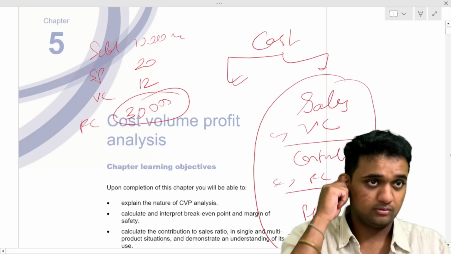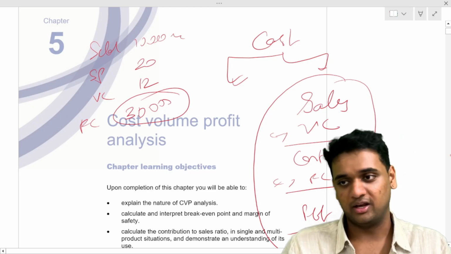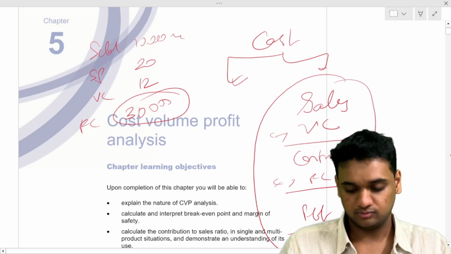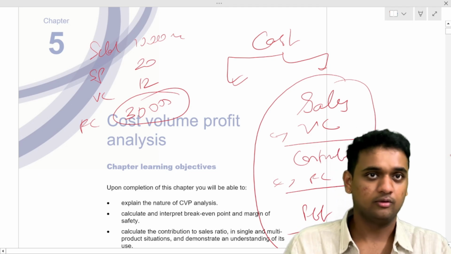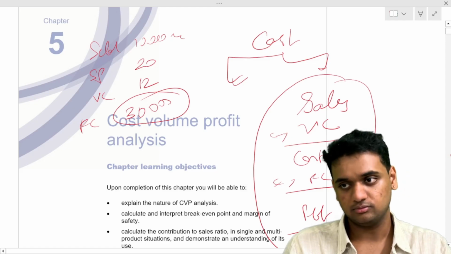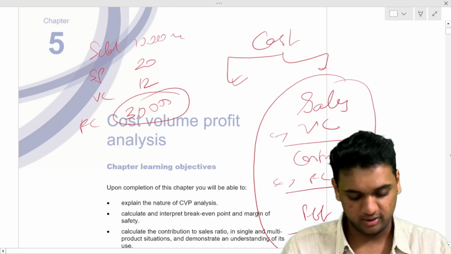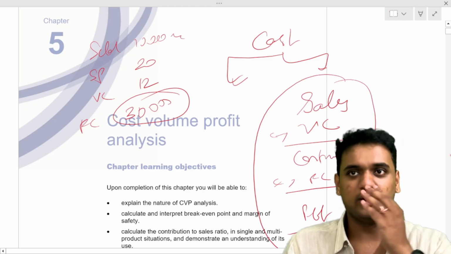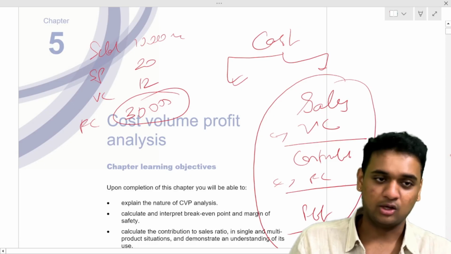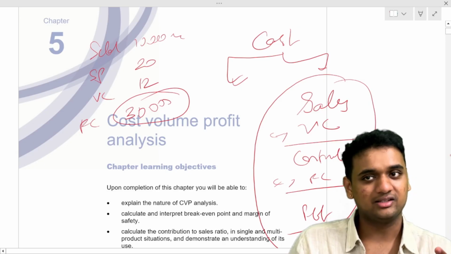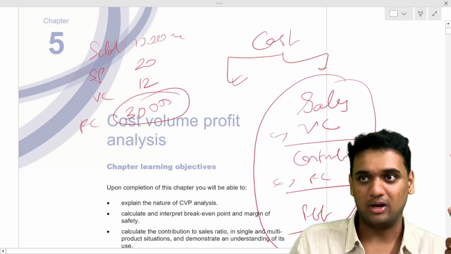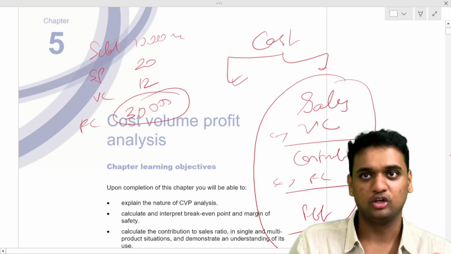What is the profit you got? You got 50,000. Any other answer? Okay, look, let me tell you. How many units did we sell? 10,000. Into what is the selling price per unit? So what is the total sales? 10,000 into 20, 2 lakhs.